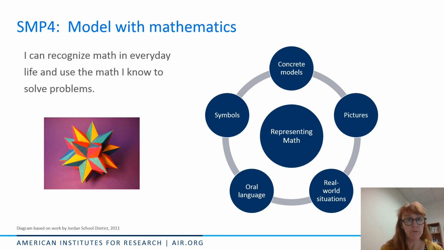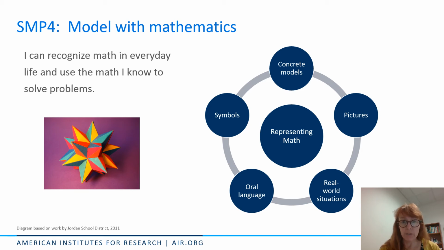So SMP 4 is model with mathematics. I can recognize math in everyday life, and I use the math I know to solve problems. If I look at the diagram at the right, these are all some different ways that I might be representing math as it happens. I'll use a wide variety of modeling tools in my work, such as numbers and symbols, geometric figures, pictures, maybe an arrangement of physical objects in front of me on my desk, or diagrams, such as a number line, a table, or a graph.